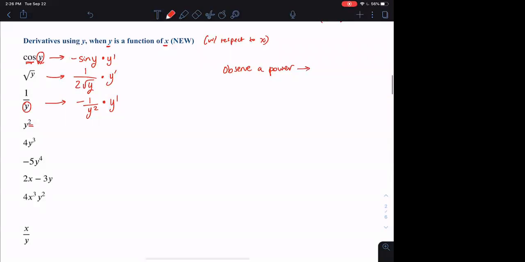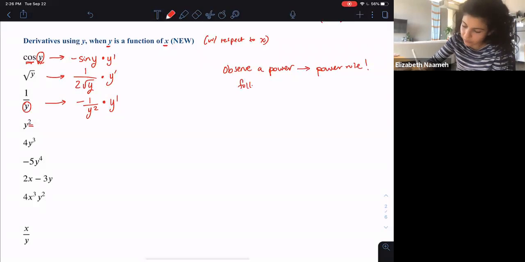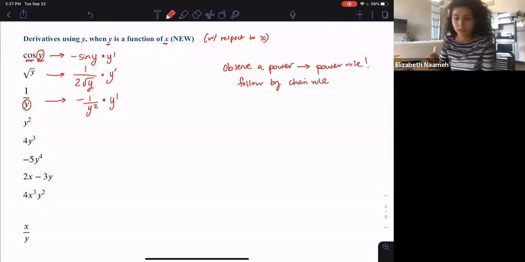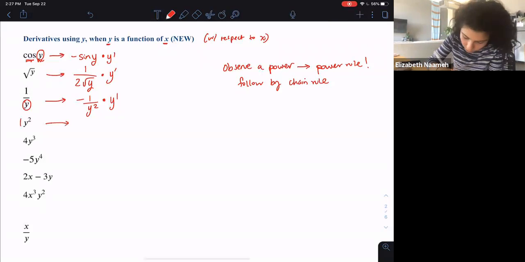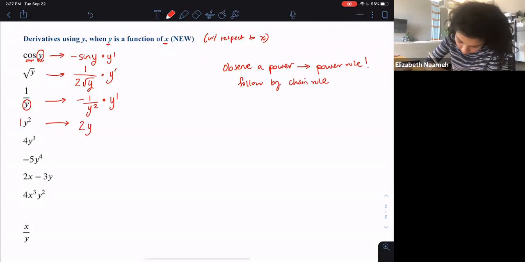So if you observe a power, you will use the power rule, but we're going to follow it with the chain rule, as we have a function being raised to the power of 2. So watch very carefully. We're going to use the power rule. If I have a 1 in front, what's the derivative of 1y to the 2? Multiply: 2y. It'll be 2y to the 1, followed by the chain rule.